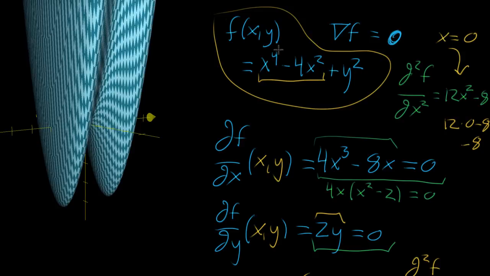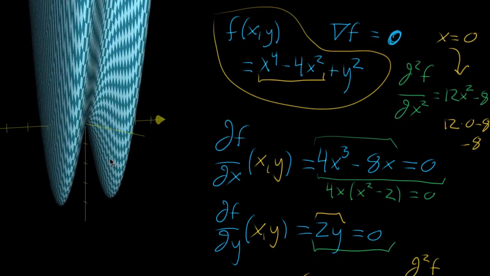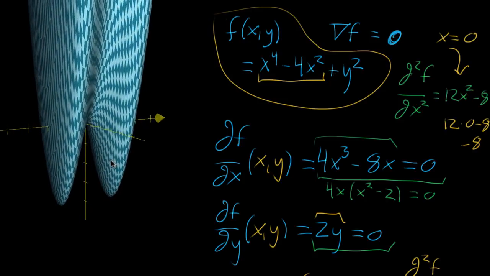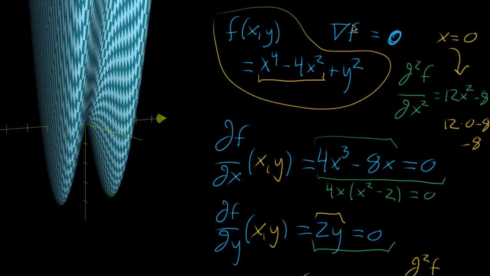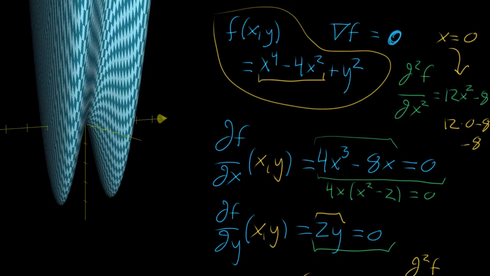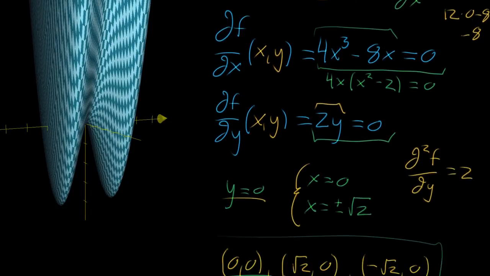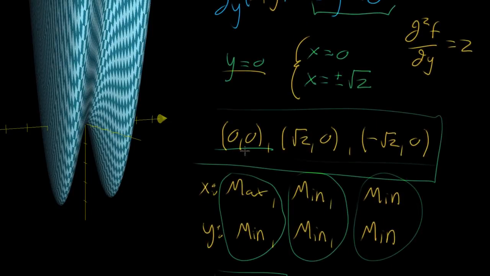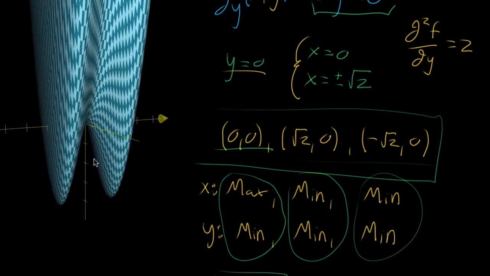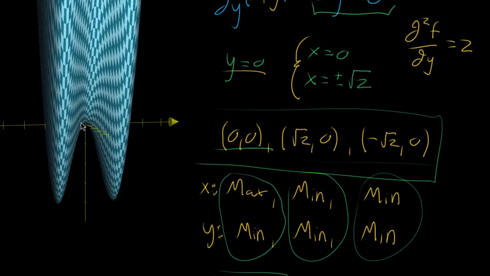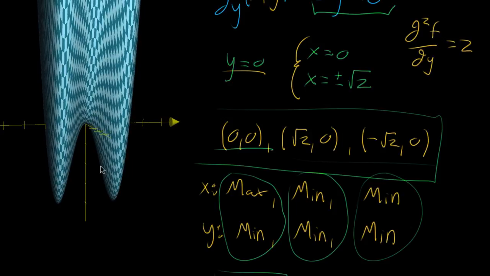In the last video, we took a look at this function f of xy equals x to the fourth minus 4x squared plus y squared, which has the graph that you're looking at on the left. And we looked for all of the points where the gradient is equal to 0, which basically means both partial derivatives are equal to 0. And we solved that, and we found that there were 3 different points. The origin 0, 0, and then square root of 2, 0, and negative square root of 2, 0, which corresponds to this origin here, which is a saddle point, and then these 2 local minima.